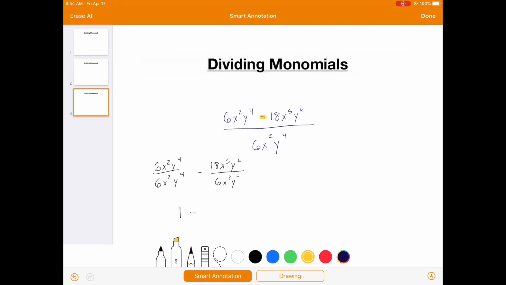And then we follow the same steps as before for the second term. So 18 divided by 6 is going to be 3. X to the fifth power divided by x squared. Subtract these exponents and you get x cubed. And then y to the sixth power divided by y to the fourth power. Subtract those exponents and you get y squared. And that is your answer.